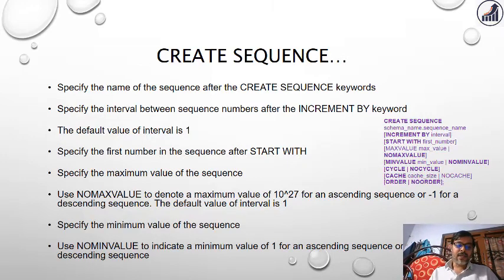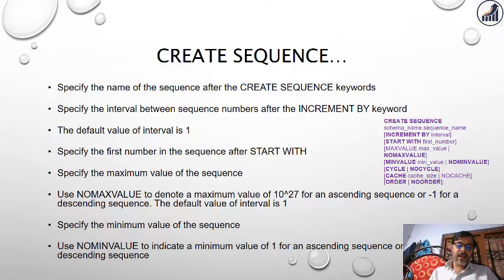Then the max value. It specifies the maximum value of the sequence. The max value must be equal to or greater than the first number specified after the start with keywords. No max value is used to denote a maximum value of 10 to the power 27 for an ascending sequence, or -1 for a descending sequence. Oracle uses this option as the default. So the default value is 10 to the power 27 or -1.